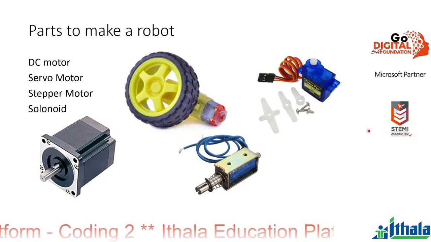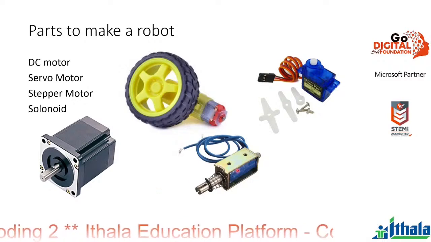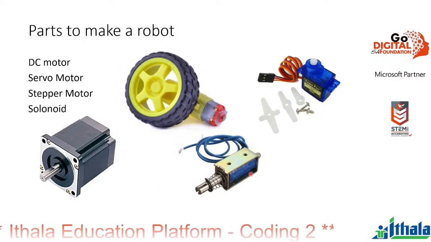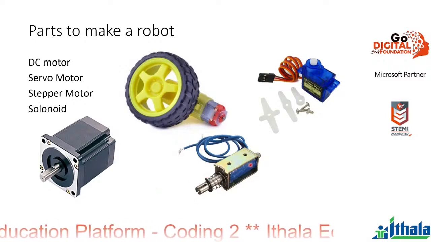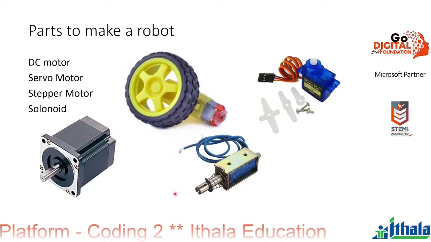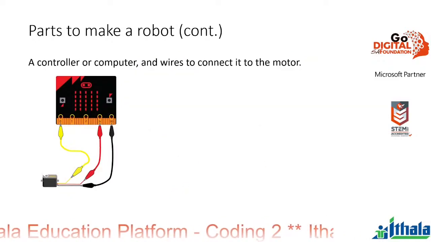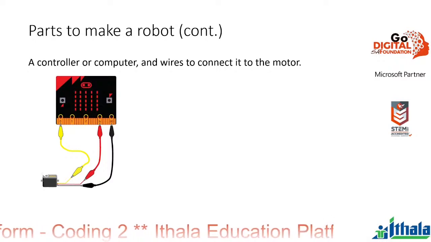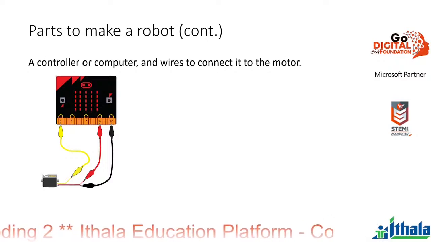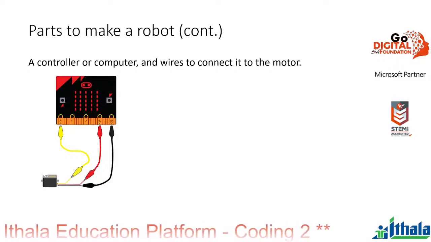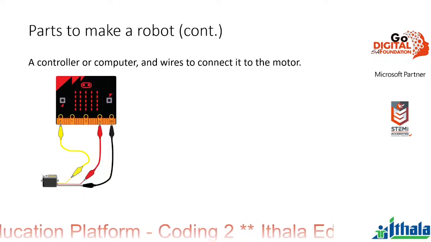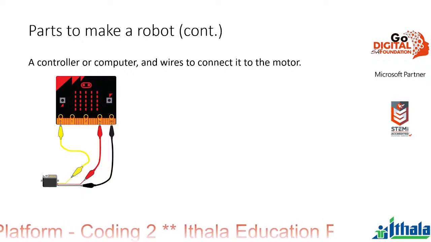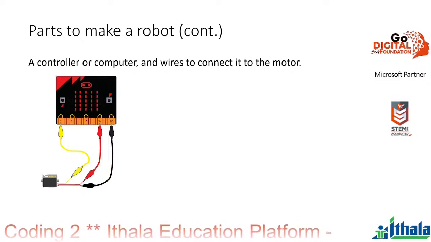And the solenoid pushes or pulls. This is a solenoid. When you apply a voltage, it pulls. When you disconnect the voltage, it lets go. The controller or computer tells the robot what to do. We will use a microbit for our controller. It is able to make a signal that can tell a servo motor what to do. We'll see just now how we can tell the computer to control a servo motor.